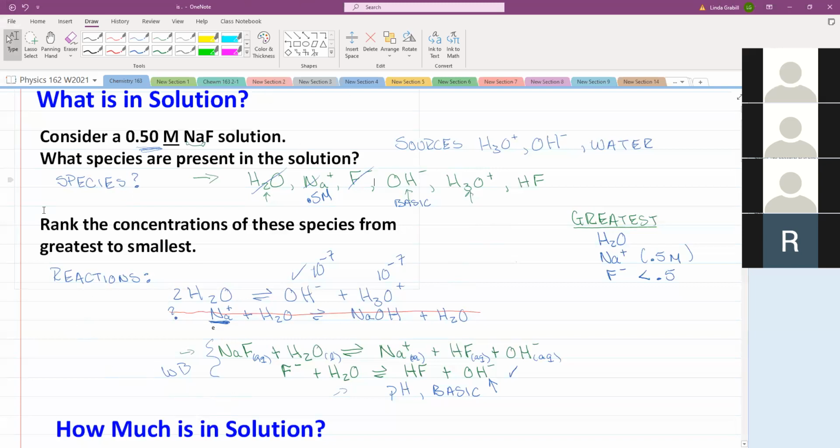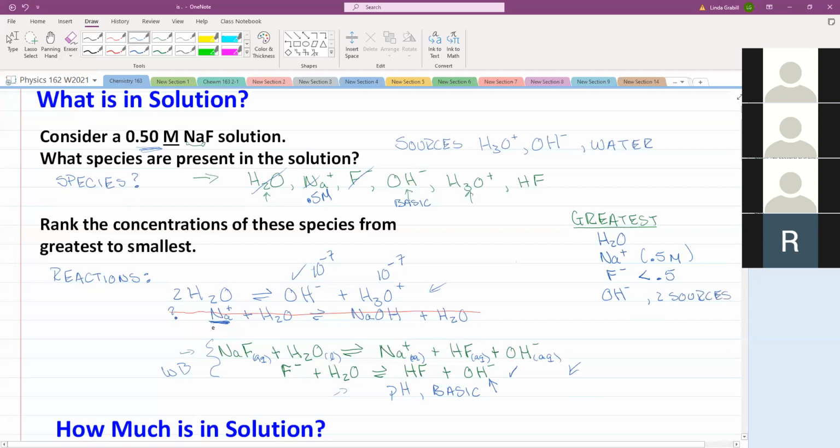I think the OH would come next. Perfect. Why? Because it's a basic solution. Yeah, so it's a basic solution. We know that we are raising the pH and we have two sources. We have the autoionization of water and this weak base. So this is going to have my two sources, and that's why it's going to be next.